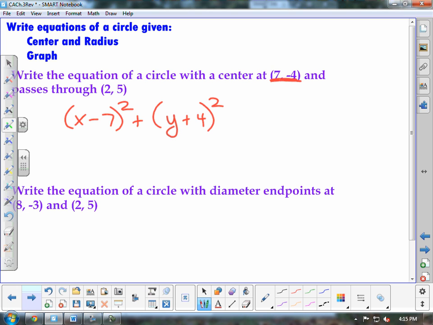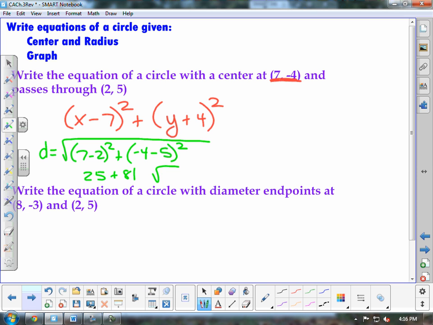which is going to be the square root of 7 minus 2 squared plus negative 4 minus 5 squared. And that's 25 and 81, which is the square root of 106. And so then when you write this, it's going to be 106, because your equation is x squared plus y squared equals r squared. And since r is the square root of 106, r squared is 106.